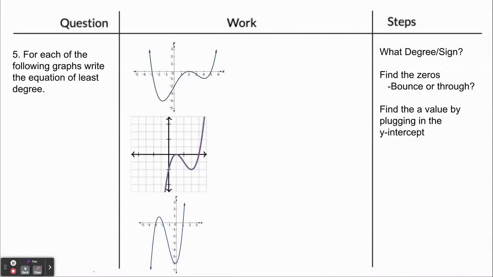Here we're asked to write the equation for the graphs of least degree. I'm looking at this bottom one here. First of all, I can see that it is going to be a cubic function based on the number of turns, and it's also going to be positive because we are starting uphill and ending uphill. So it's going to be a degree of 3, and it's going to be positive.